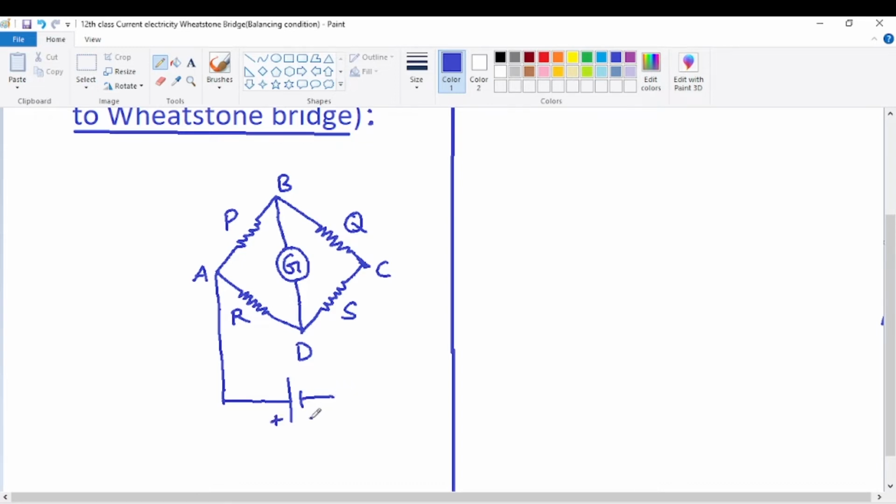So this is the positive terminal of the cell, this is the negative terminal of the cell. What is the symbol for EMF of the cell? A curved capital E is the symbol for the EMF. Even a plug key can also be arranged here.